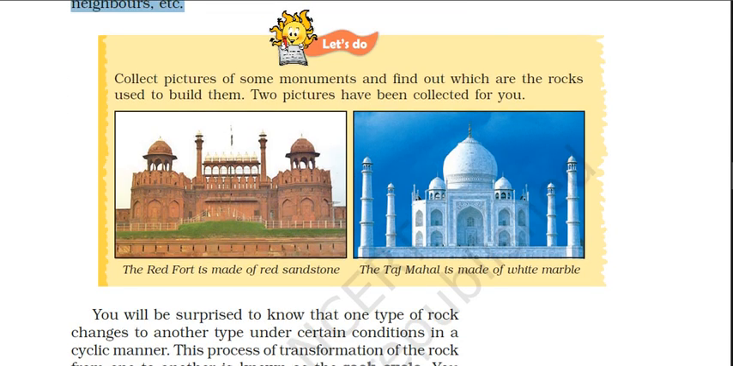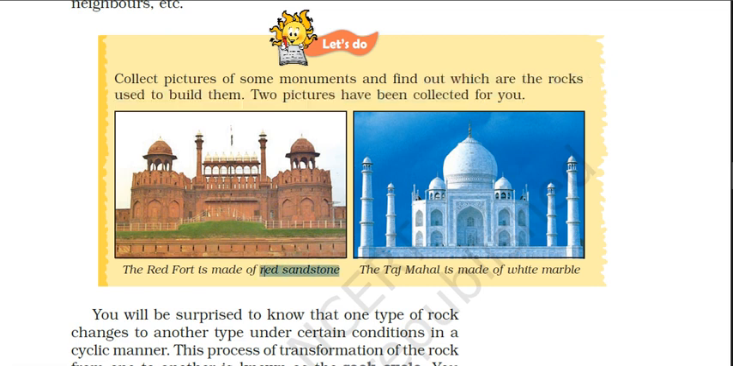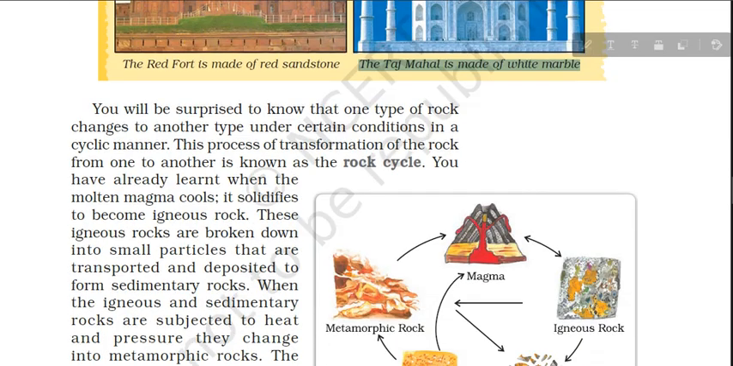Collect pictures of two monuments and find out which rocks are used to build them. Two pictures have been collected for you. The first one is the Red Fort. The Red Fort is made of red sandstone. The Taj Mahal is made of white marble.